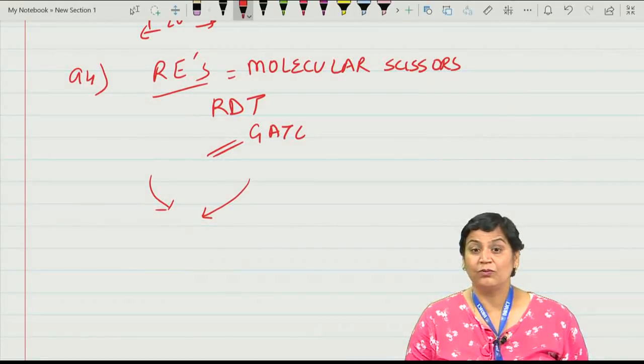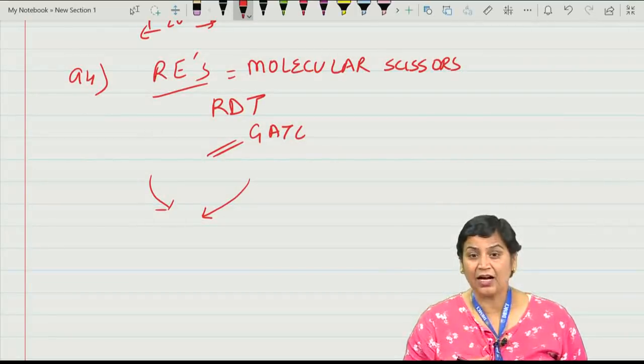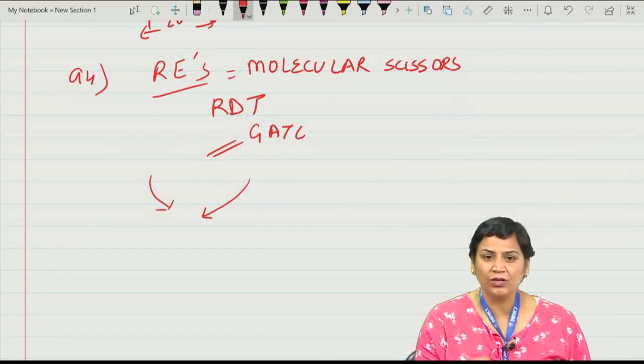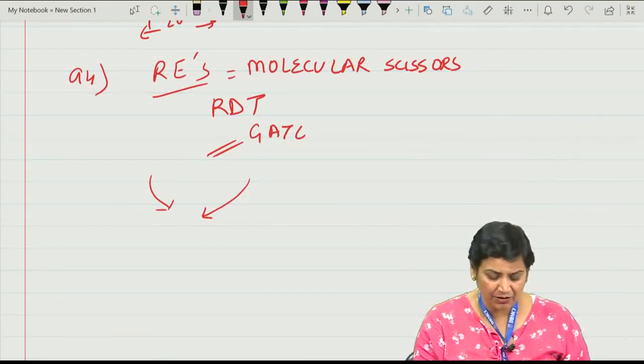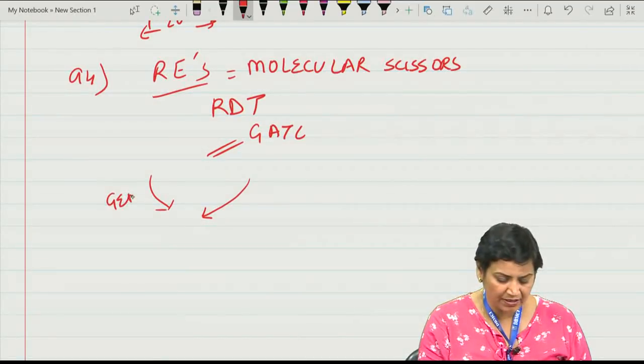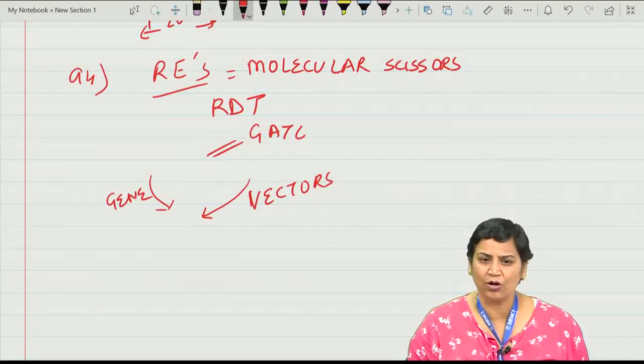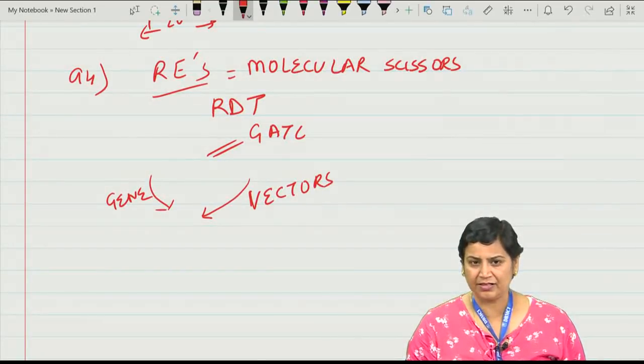It is not possible, the gene of interest which we are taking out, it has its origin of replication. For that we carry out the reaction between the gene of our interest and the vectors. Depending upon the number of base pairs of the gene, we select the vectors.